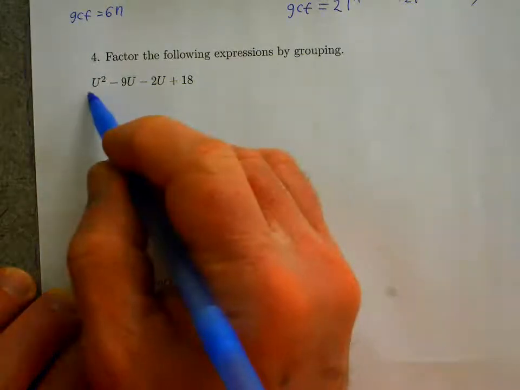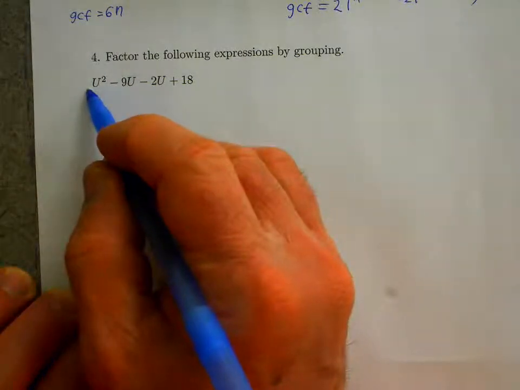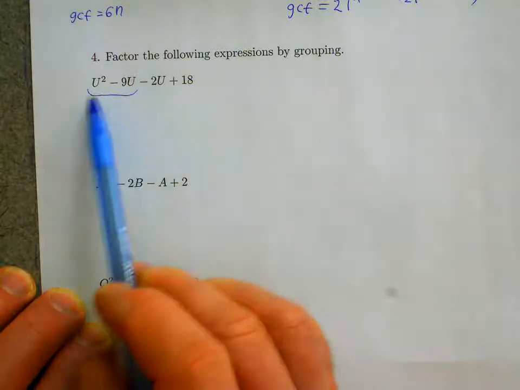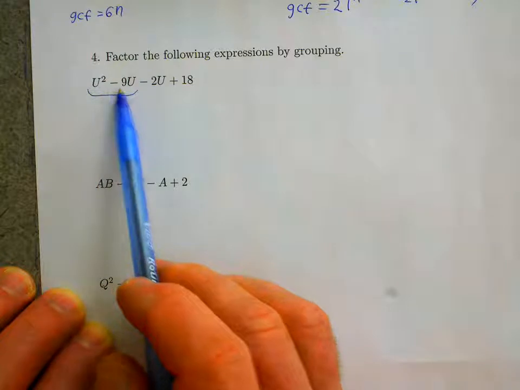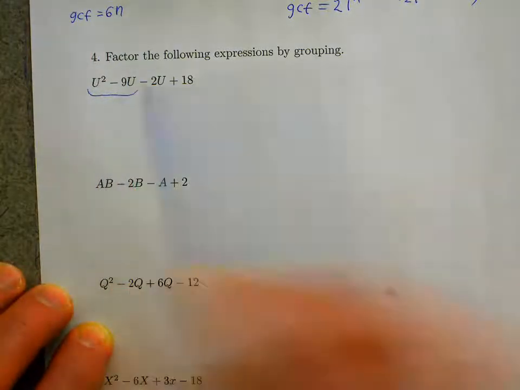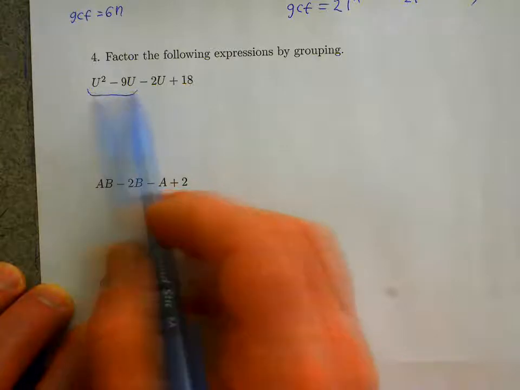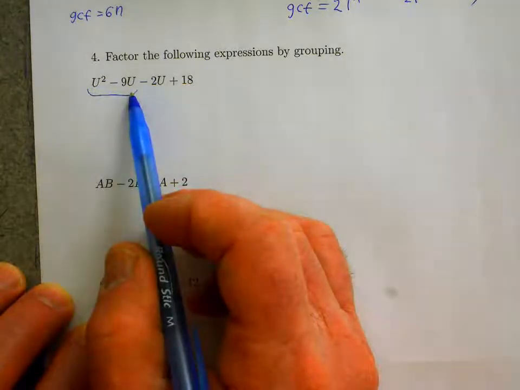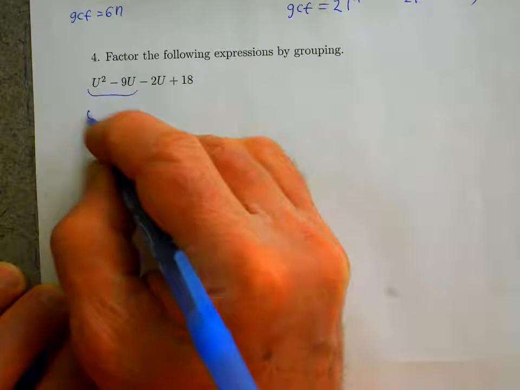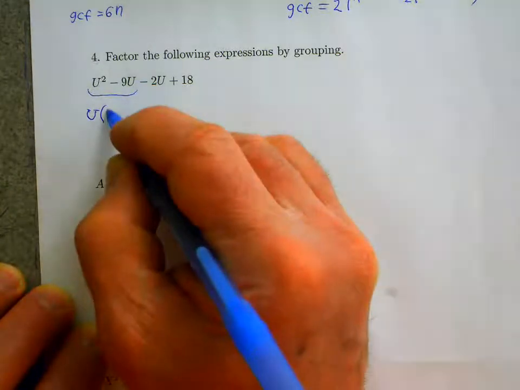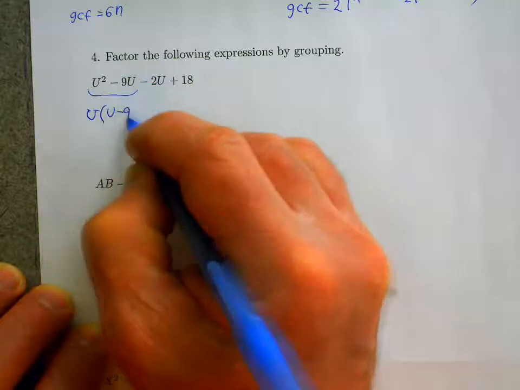Okay, so when we factor by grouping, factor out the greatest common factor of the first two terms, u to the second minus 9u. The greatest common factor is u. So when we factor u out, we'll get u times the quantity u minus 9.